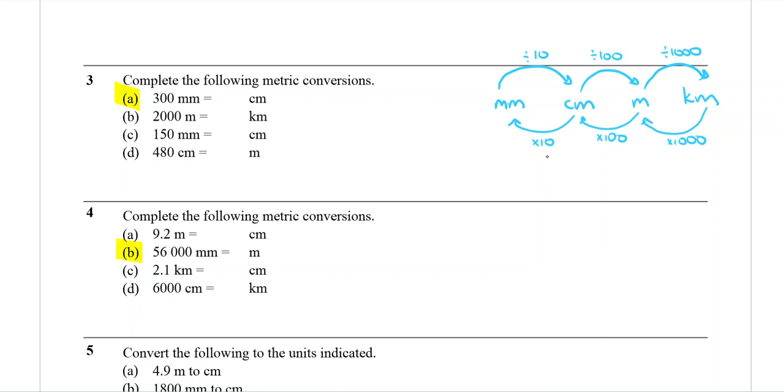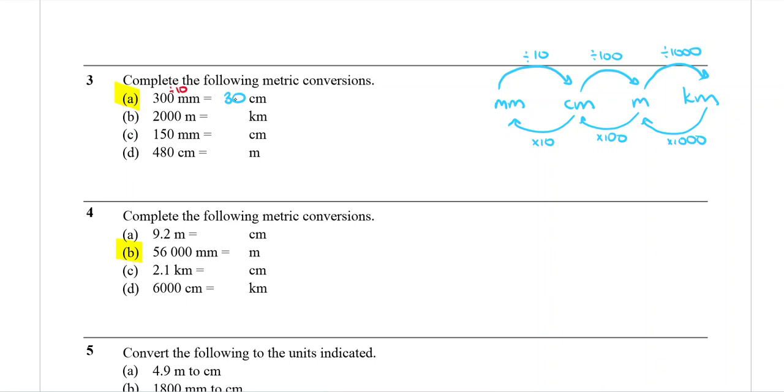So if I'm going from millimeters to centimeters, so I'm here at millimeters, to get to centimeters I need to divide by 10. So you can put a divide by 10 on that, but we only really need the answer. That would be 30 centimeters.